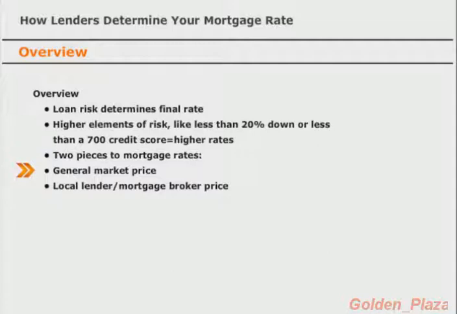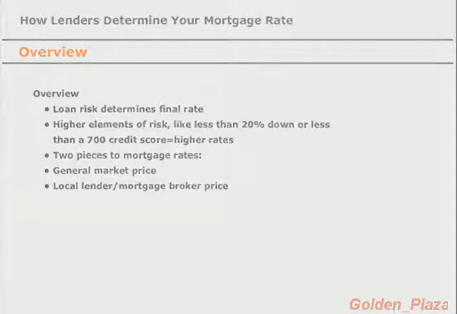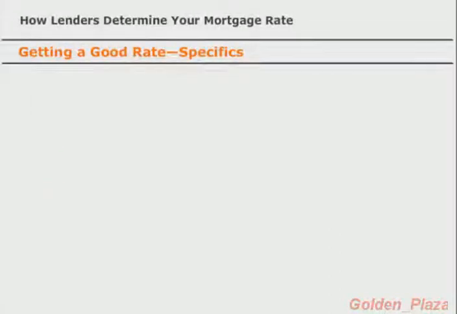First, there is a general market price for loans. This is how Wall Street and the open market prices mortgage-backed bonds. Second, your local lender/mortgage broker takes the Wall Street or open market rates and then offers them to the public. Let's assume that today's market price for a loan is 6.5%. Now, here are some specifics to getting a good mortgage rate. In order to get this 6.5% loan, you must meet these qualifications.